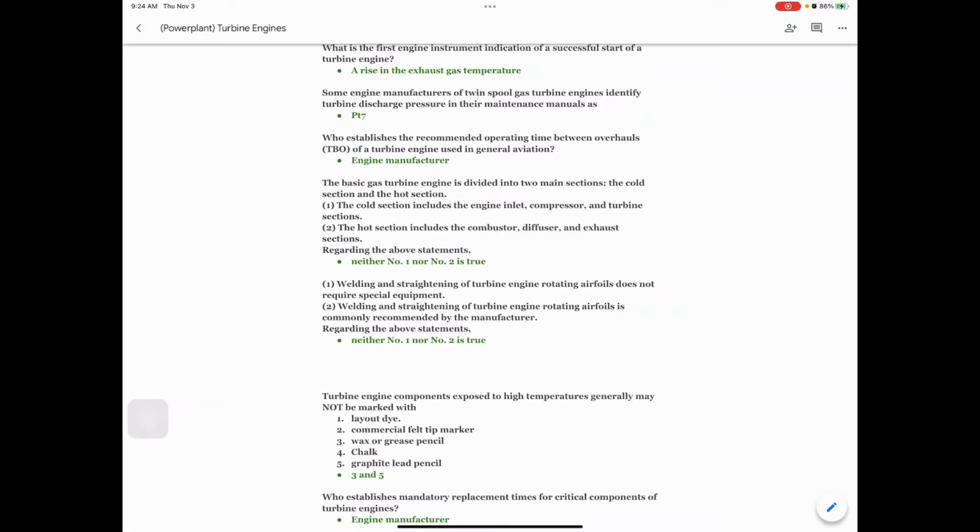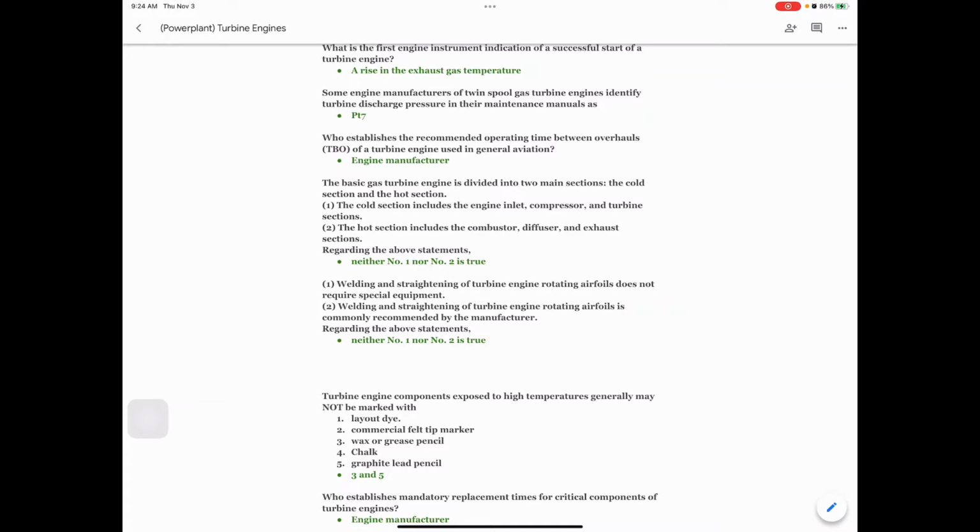Engine manufacturer. The basic gas turbine engine is divided into two main sections, the cold section and the hot section. 1. The cold section includes the engine inlet, compressor, and turbine sections. 2. The hot section includes the combustor, diffuser, and exhaust sections. Regarding the above statements, neither number 1 nor number 2 is true.